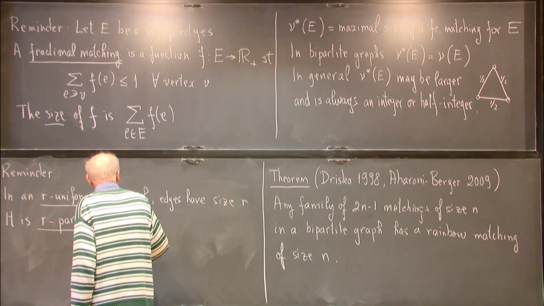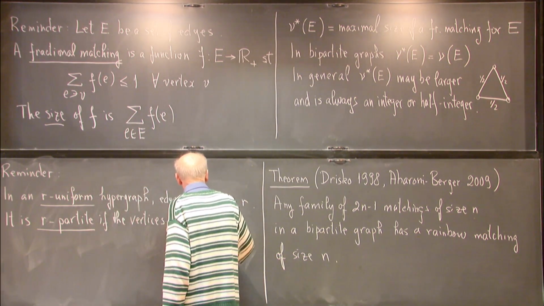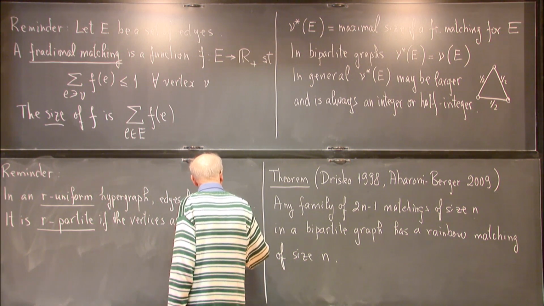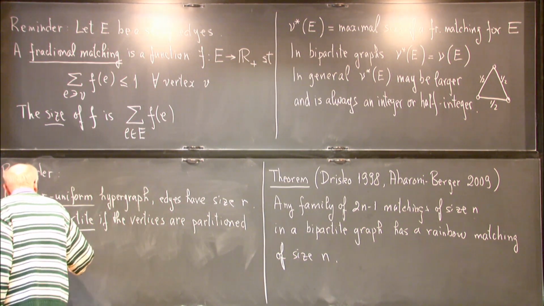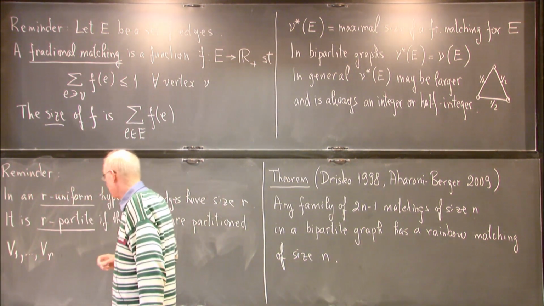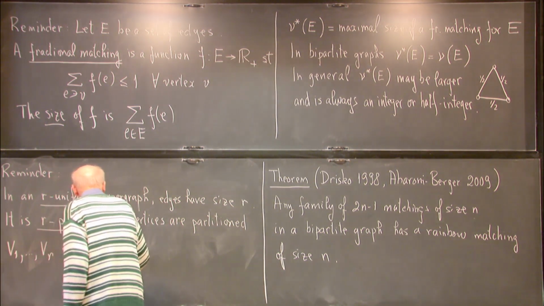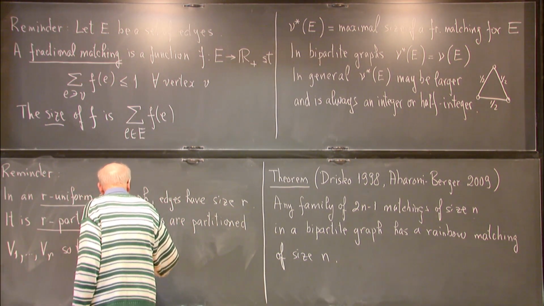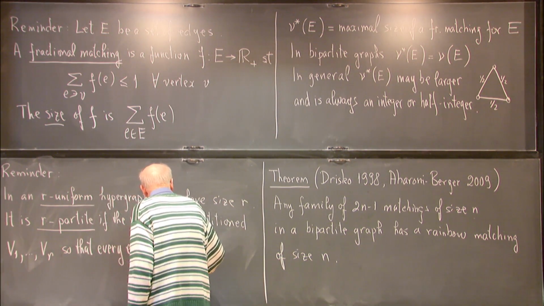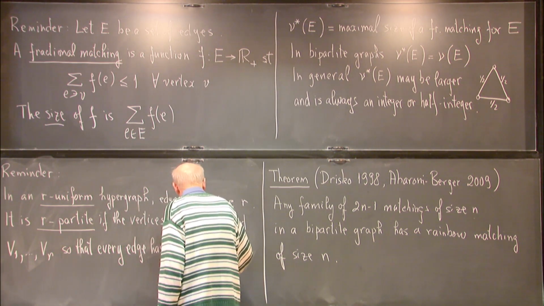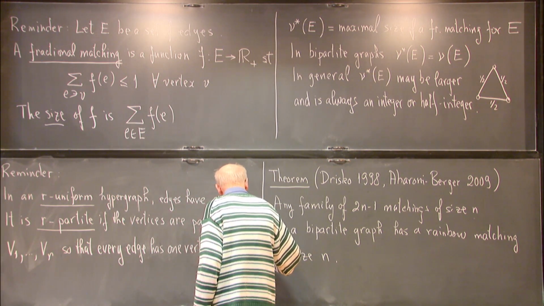If the vertices are partitioned into sets V1 up to Vr, so that every edge has one vertex in each Vi.